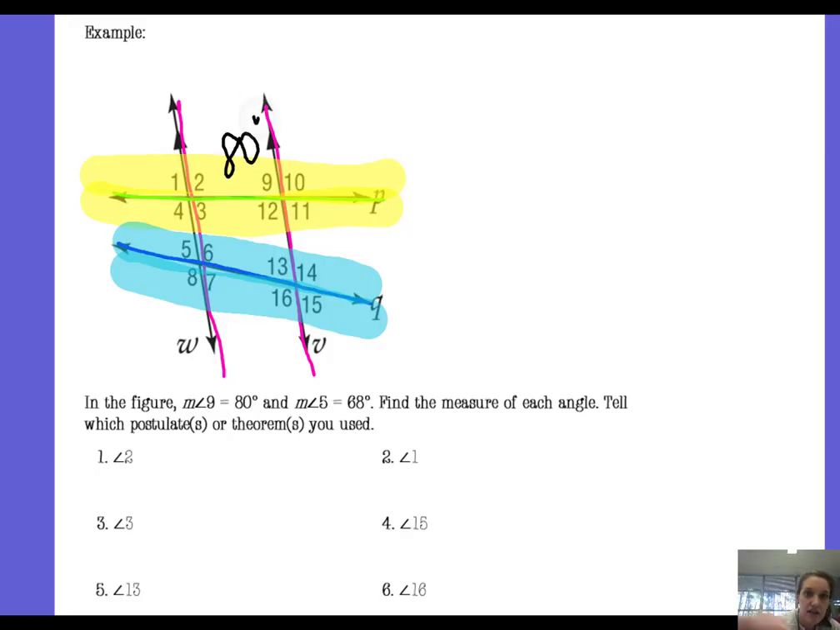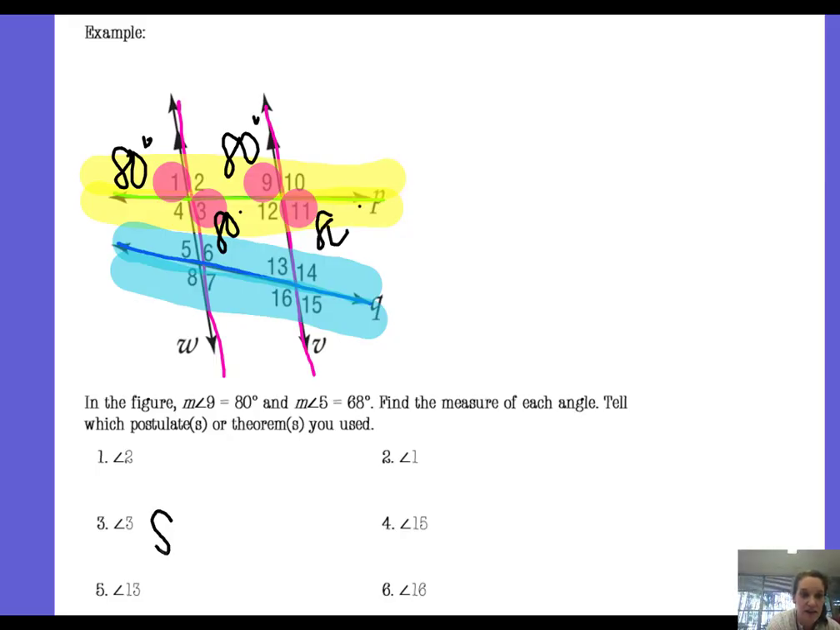Okay, so in the problem, it tells us that the measure of angle 9 is 80 degrees. So another good strategy is to say, okay, let's figure out all the angles that are congruent to angle 9. Angle 9 and angle 11 are congruent because they're vertical. Angle 9 and angle 1 are congruent because they're corresponding. And then angle 1 and angle 3 are vertical, so they're congruent as well. So if angle 9 is 80, then angle 1 is 80 degrees, the measure of angle 3 is 80 degrees, and the measure of angle 11 is 80 degrees.